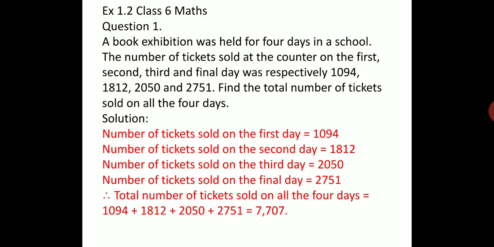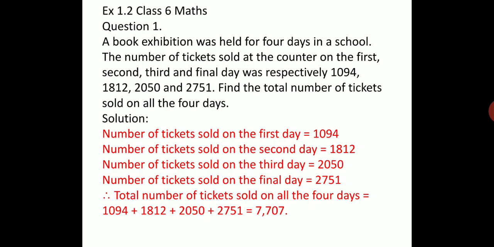Now you can see in this we have to add the number of tickets of all the 4 days. So it is actually a question of addition. So we have to add all the number of tickets sold in all the 4 days. First statement: number of tickets sold on the first day equal to 1094. On the second day we will write a statement like this: number of tickets sold on the second day equal to 1812. Number of tickets sold on the third day equal to 2050. Number of tickets sold on the final day equal to 2751.